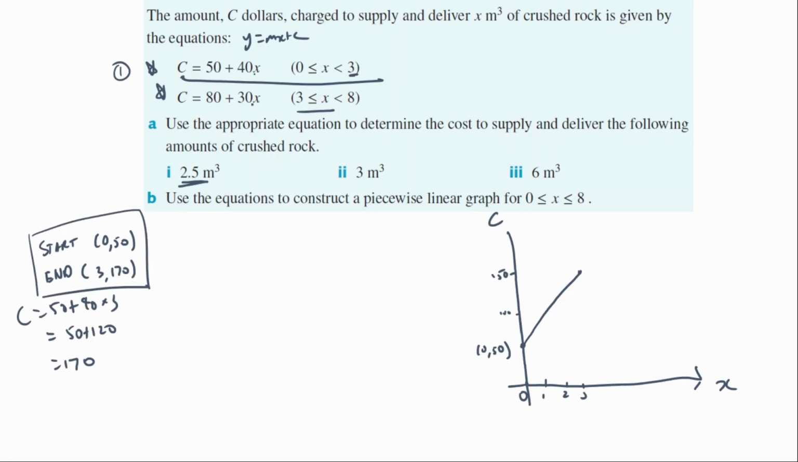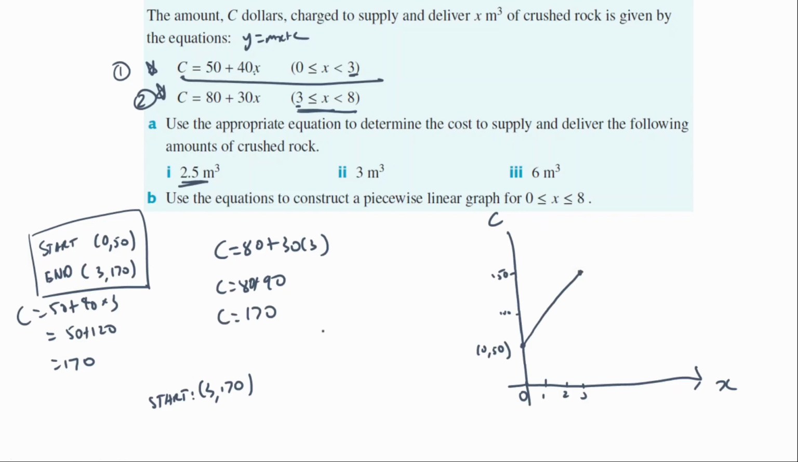So I need to do that exact same thing with this second equation there. So this graph starts when x equals 3, the second one here. So I need to substitute 3 into that second equation. So it's going to be c equals 80 plus 30 times 3. That becomes c equals 80 plus 90. So c equals 170. So the start position, I'll just write that down the bottom there. So start would be 3, 170. And we'll just plot that in. That's just going to be where the first graph ends.